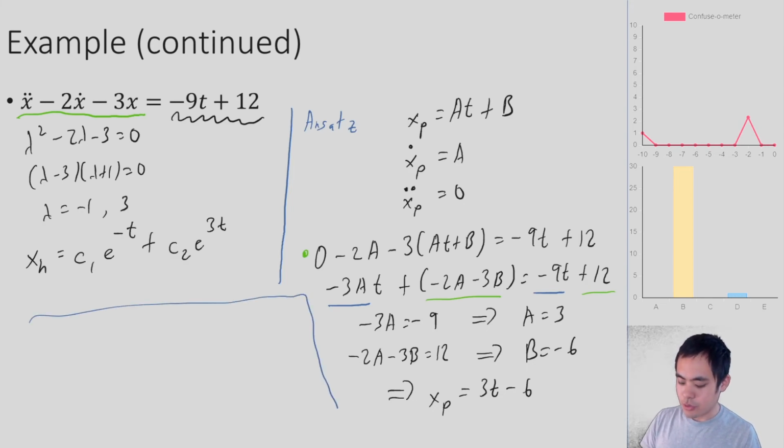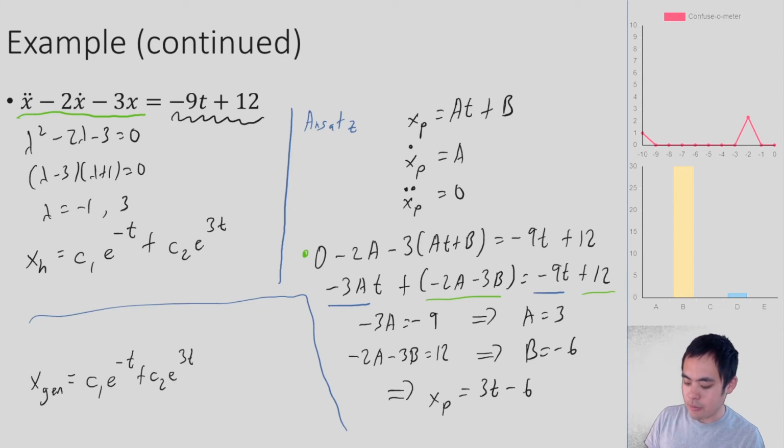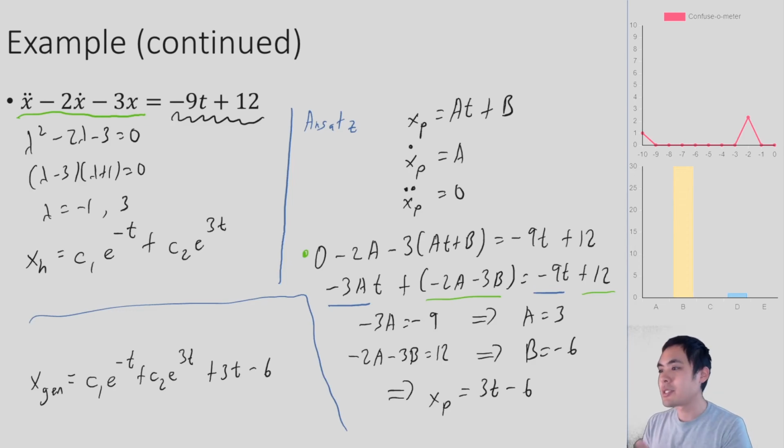And now, of course, once we have that, we can plug that all back in. And so our x general solution is going to be c1 e to the minus t plus c2 e to the 3t plus 3t minus 6. Okay, so this gives us a solution to the x in general for this inhomogeneous equation. And of course, we had to use this ansatz to use the method of undetermined coefficients.